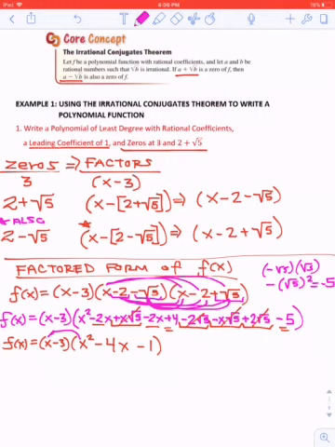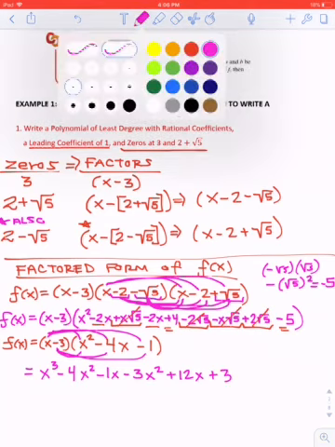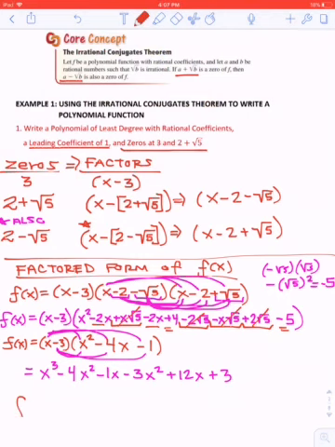So x times x squared is x cubed. x times negative 4x is negative 4x squared. x times negative 1 is negative 1x. Negative 3 times x squared, negative 3x squared. Negative 3 times negative 4x, positive 12x. Negative 3 times negative 1, positive 3. And always see if you can simplify that down.